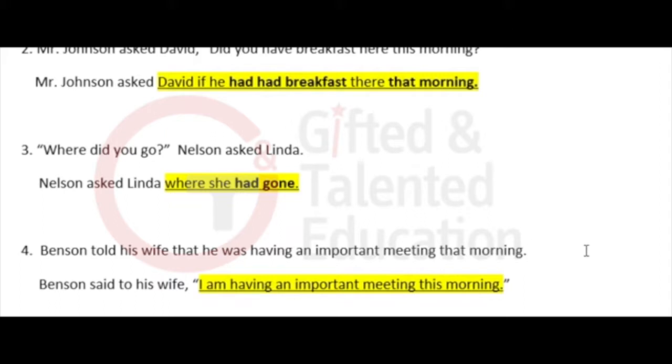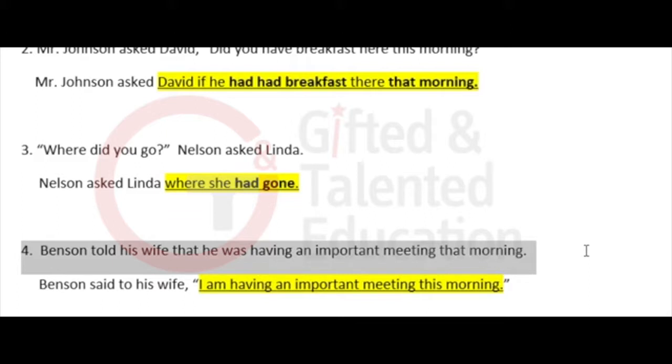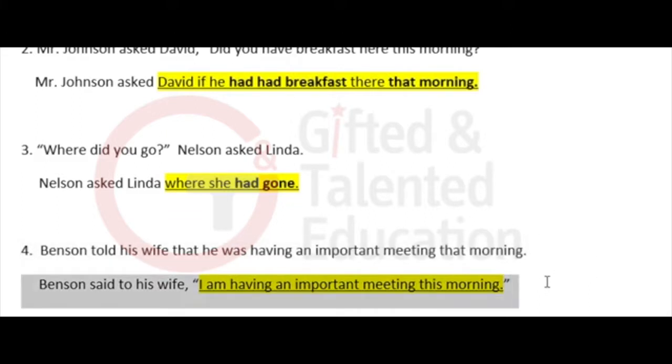Now question 4 is a little different. Benson told his wife that he was having an important meeting that morning. This is already in the reported speech. Let's change this to direct speech. The answer goes like this. Benson said to his wife, "I'm having an important meeting this morning." Do note the change: this morning.